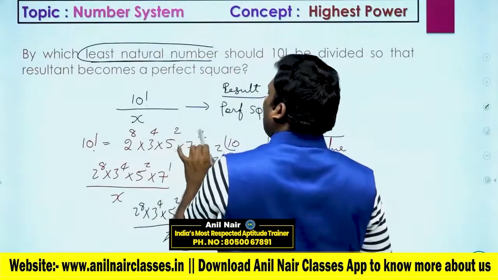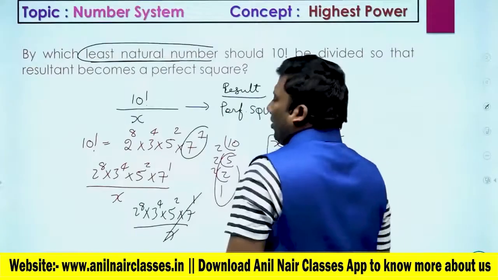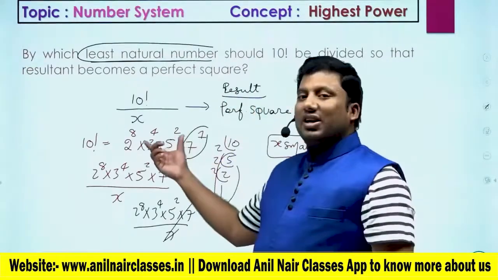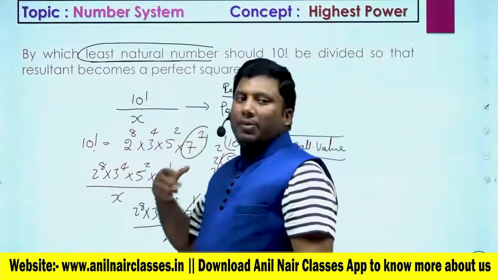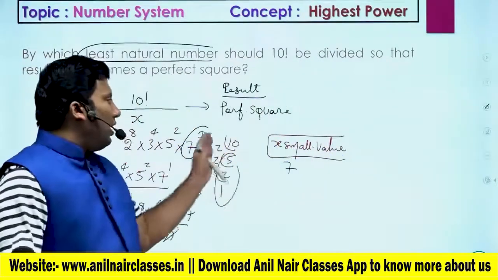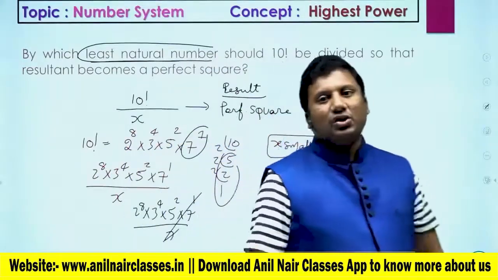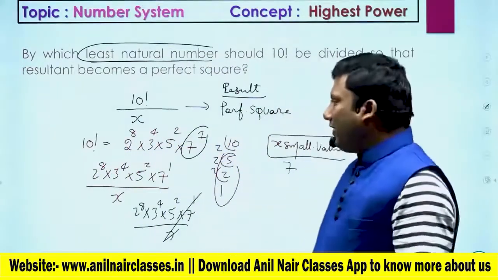For a perfect square, the power should be an even number. 7 power 1. So even if the question is by which least natural number this should be multiplied, if I multiply by another 7, I will get 7 into 7, 49, which is a perfect square.